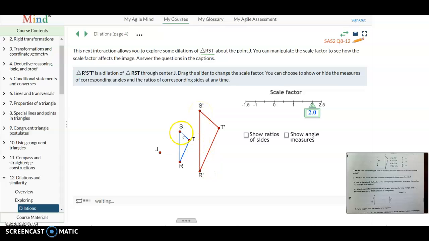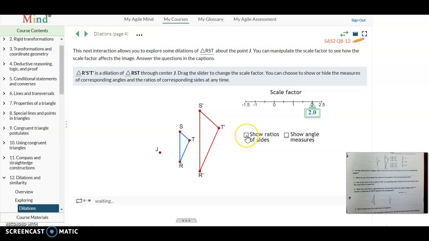So for instance, if side ST was 1 centimeter long, then S prime T prime would be 2 centimeters long. It is twice as long. The other thing that the scale factor affects is how far these points are from our point of dilation. So for example, if point S is 3 centimeters away from point J, then S prime would be 6 centimeters away from point J, because of the scale factor being 2. It's twice as far away from the point of dilation.